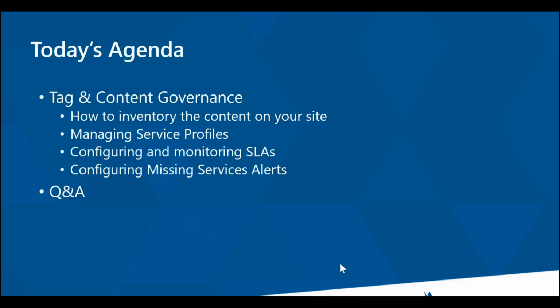As far as the agenda today, we're covering the tag and content governance module, and while there's a number of features and functionality of this module, I just wanted to highlight some of the initial things you'll be doing if you're new to the module or new to tag governance in general. So the first thing is how to inventory the content on your site. Now, this is kind of a trick question because Blue Triangle actually does this for you automatically. And I'll show you how to view that data in the Blue Triangle portal in a second.